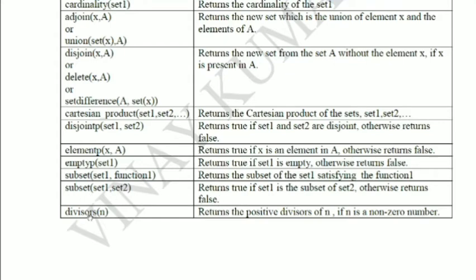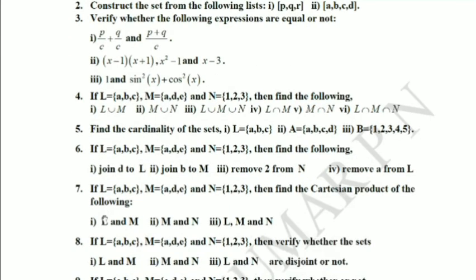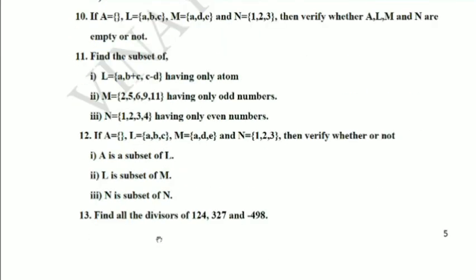The next command is divisors of n. Remember, your n is a non-zero element. So the divisors of non-zero element n will be displayed, and only positive divisors will be displayed in the output. Let's see these commands, and let's solve some examples which give an idea of these commands.